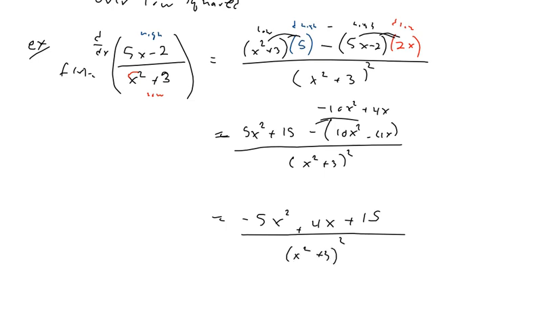Right? 5x squared minus 10x squared. Combine like terms. 5x squared minus 10x squared is negative 5x squared. 4x, right? I distribute that negative, get a positive 4x. And this 15 from the 3 and the 5. All those pieces there. So that's my simplified version of this equation. So we followed our rule, low d high minus high d low over low squared, simplify our problem, and get our final answer.